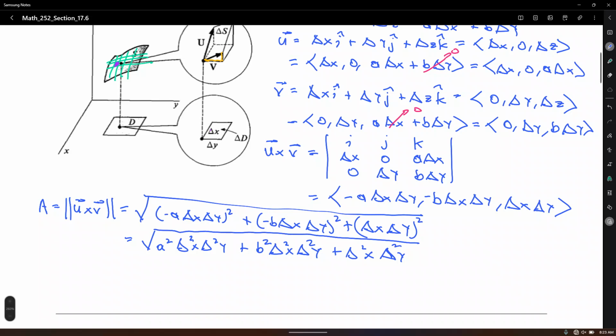Did you see the common factor, delta squared x delta squared y? Let's take out that common factor. So that'll leave us with the following: the square root of a squared plus b squared plus 1, times delta squared x delta squared y. All right? Using the product rule for radicals, take the square root of the parentheses, which is just going to be the square root of a squared plus b squared plus 1.